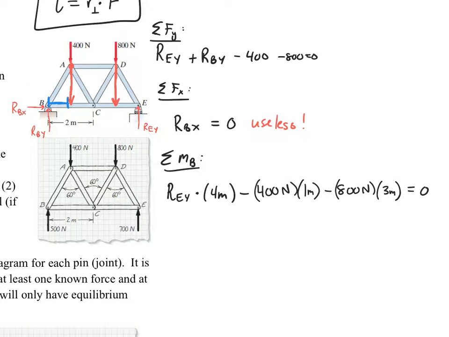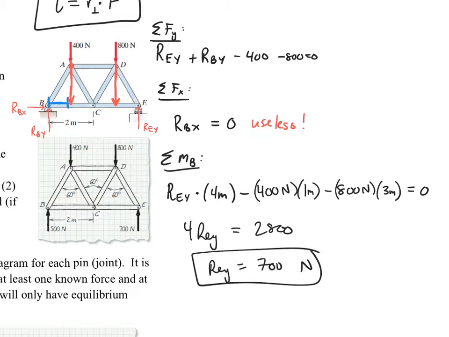Okay, so let's go ahead and solve for REY. So we got 4REY. I'm going to add those other things to the side. 800 times 3 is 2400, plus 400 is 2800. So REY is going to be 700. And that's what we expected because our diagram had the answers on it, right? We saw this earlier. So we expected to get 700.